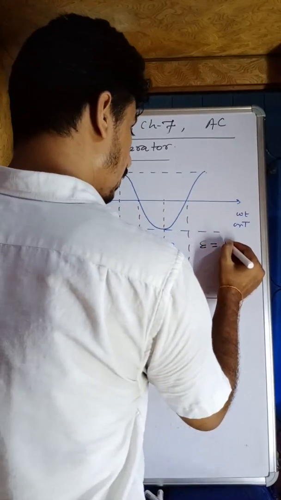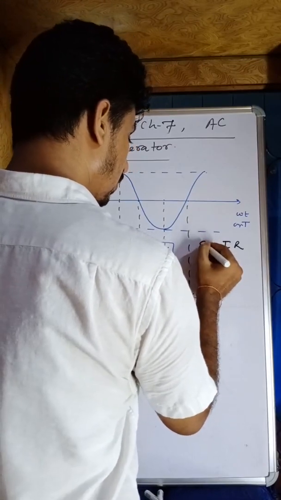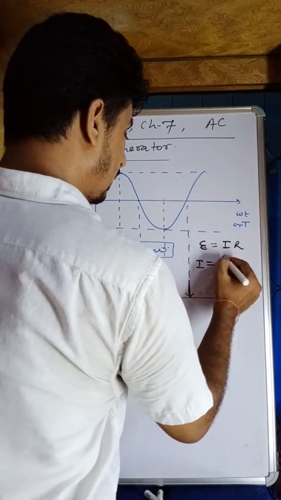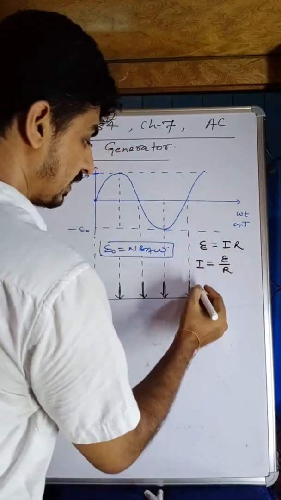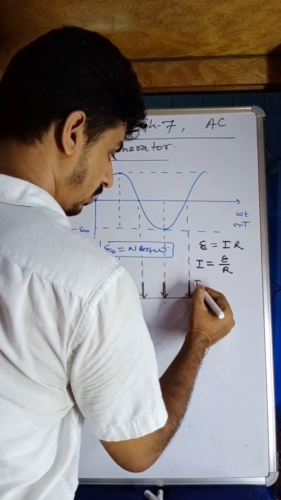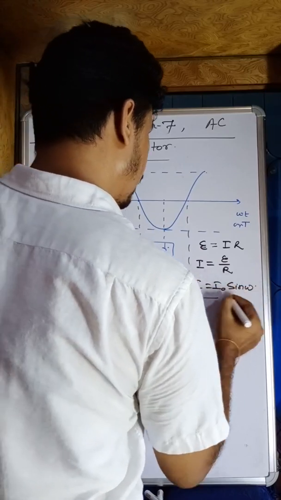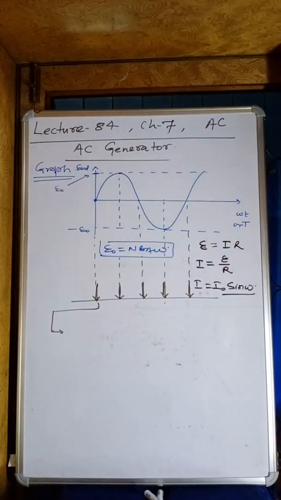E is equal to IR, so I is equal to E by R. That is I naught sine omega t. There is no change in phase.